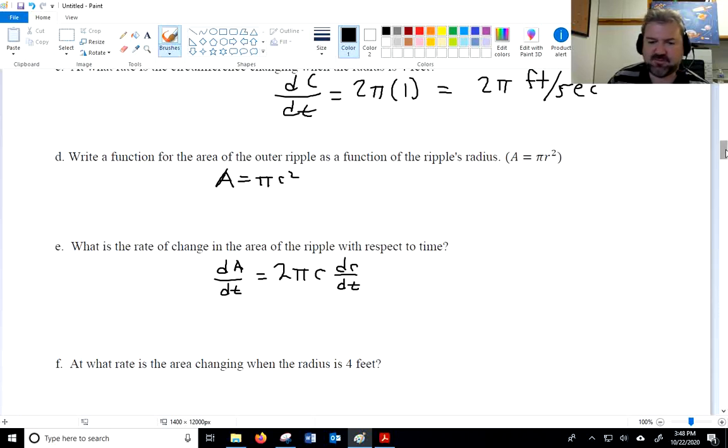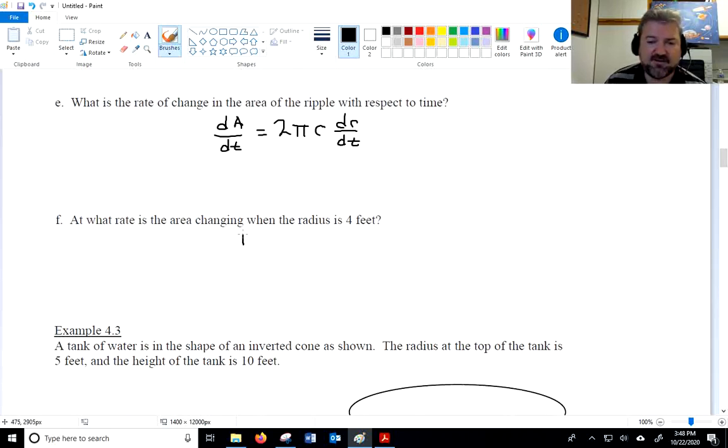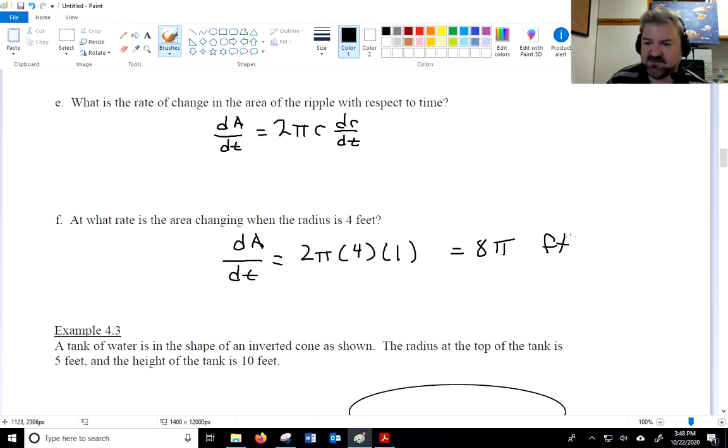So what about now when the radius is 4 feet? Well, this does matter. So the rate of change in the area is not constant with the radius. It's not constant throughout the whole time. It's dependent on both the dr/dt and the radius. That's what I am trying to say. So then it's 8 pi at this moment. In another moment, the radius will be bigger and the rate of change in the area will be bigger. So that is 8 pi feet squared per second.